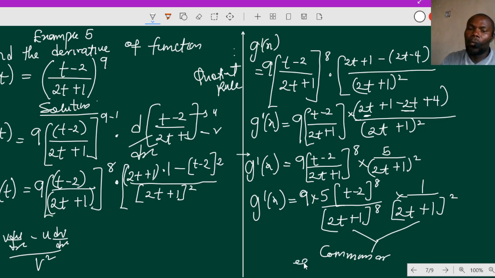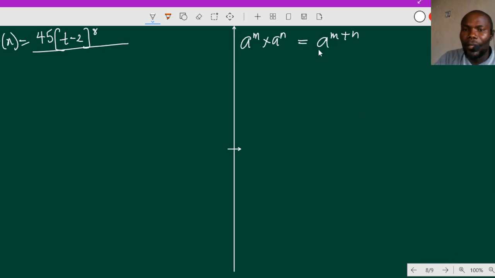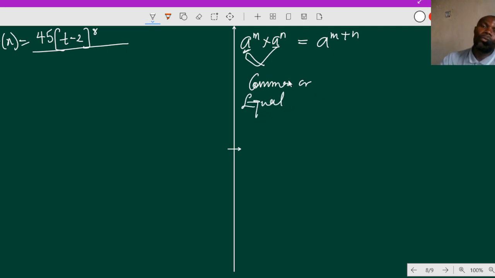Or equal. They are common or equal. So that is how it relates to this. They are common or equal. So that is how it relates.